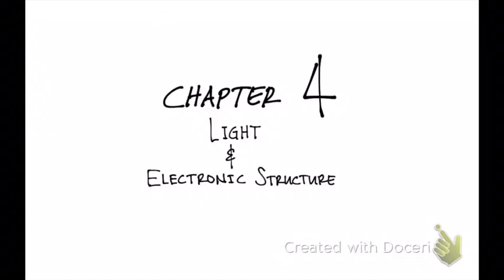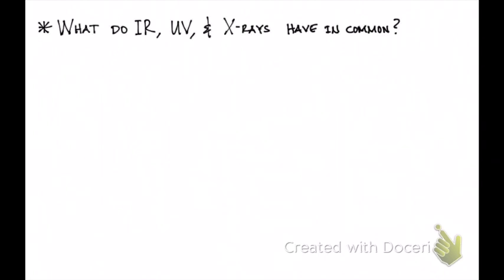So today's lesson is going to be regarding chapter 4, which is all about light and the electronic structure. I want to start off this lesson with a question. What do you think infrared, UV, and X-rays have in common? The answer is they are actually all examples of light that we can't see with the naked eye.